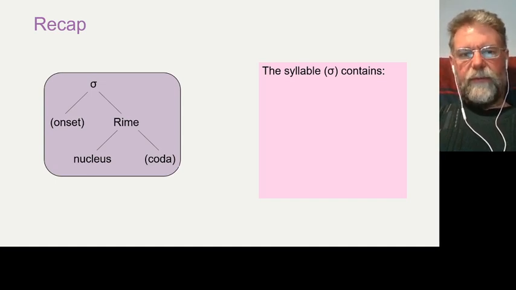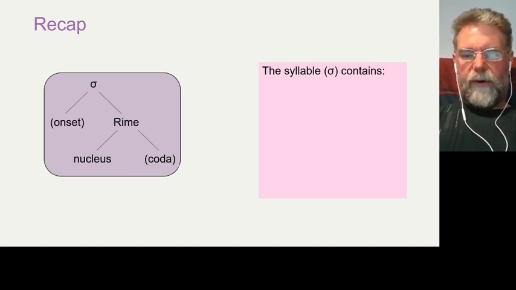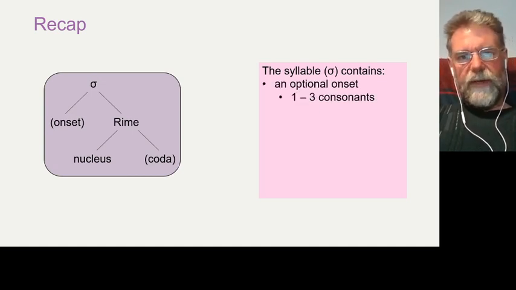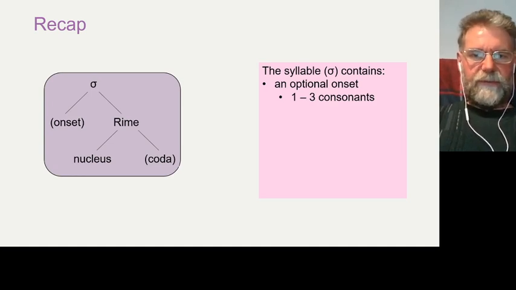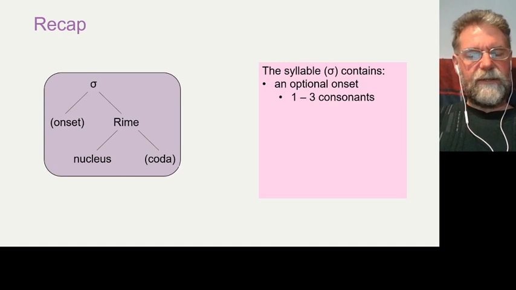This is the structure we've proposed for the syllable. The syllable, that sigma sign at the top of this diagram here, is made up of two things. One is an optional thing, the onset. That's what the brackets around that onset mean. It's optional, you don't have to have an onset, but there can be one. And that onset is made up of either one or two or three consonants.